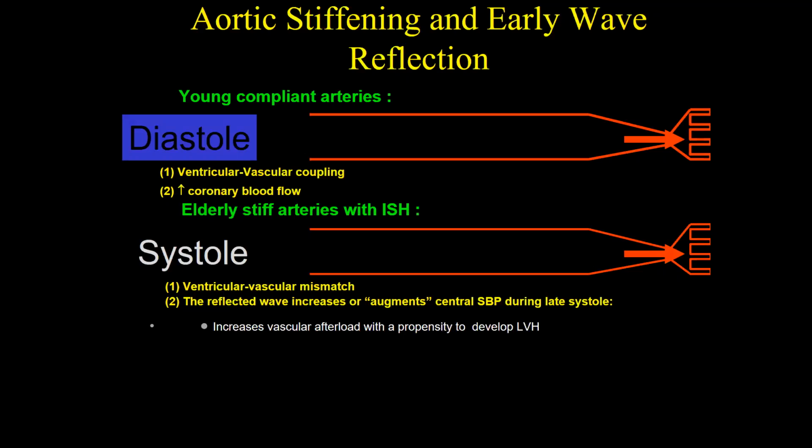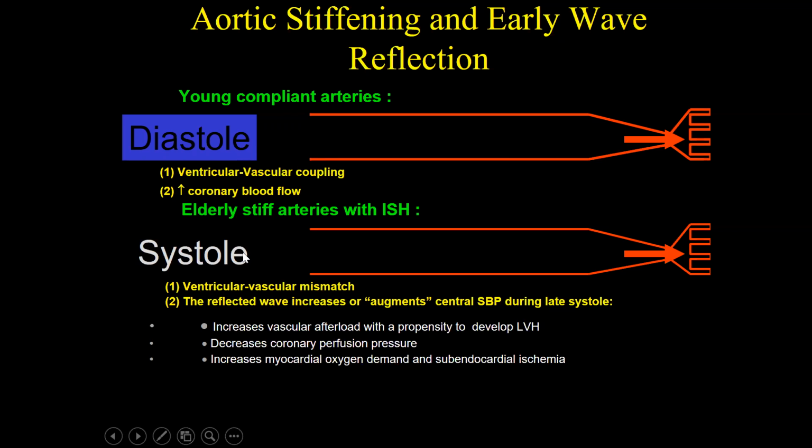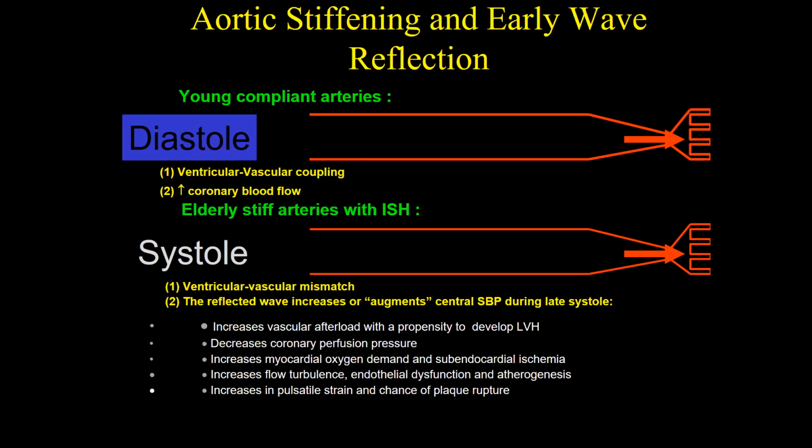That increases your vascular afterload and your risk of developing left ventricular hypertrophy. It decreases coronary perfusion because you've shifted that reflected wave from diastole into systole. It increases myocardial oxygen demand and subendocardial ischemia. It increases flow turbulence and endothelial dysfunction and atherogenesis. And it increases pulsatile strain and the chance of plaque rupture.